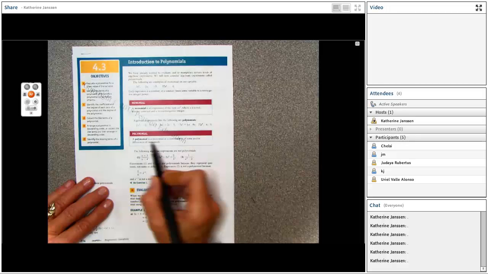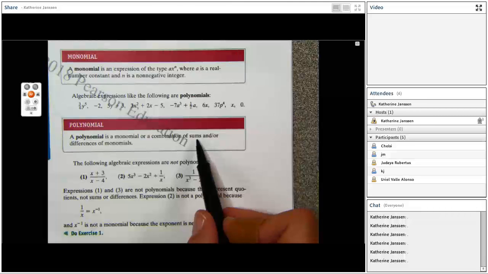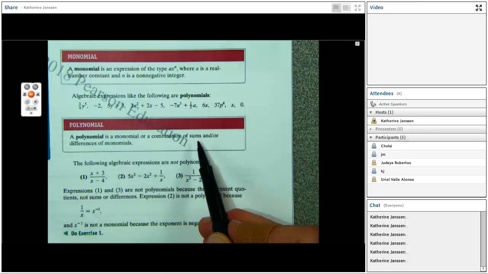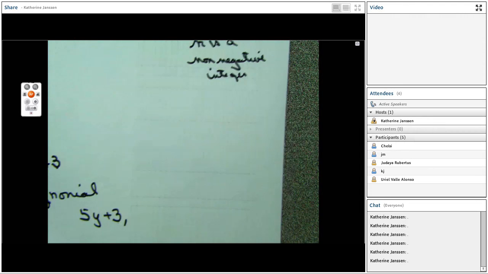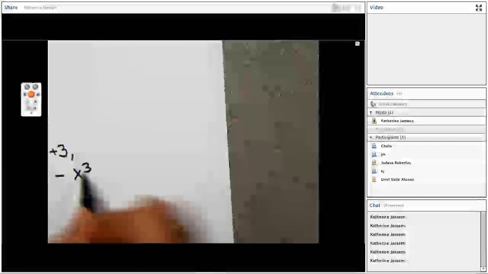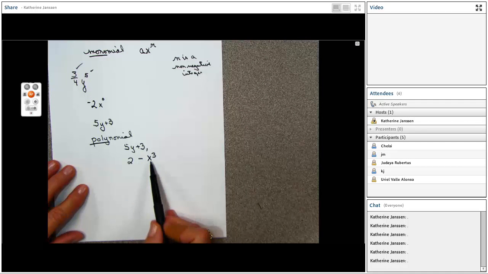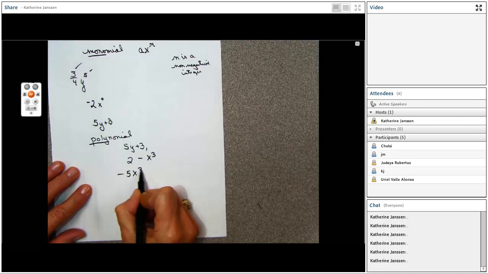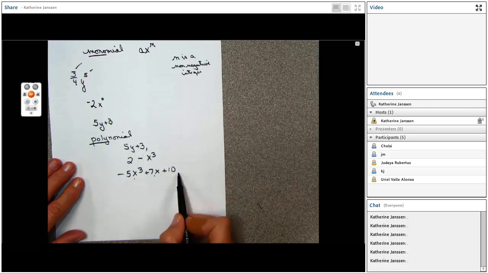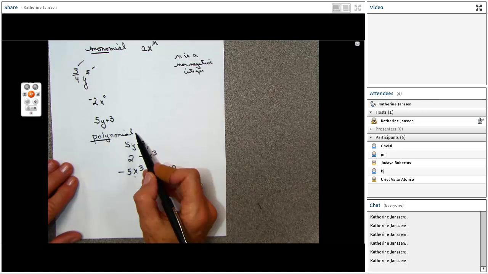Be careful, polynomials use what operations? Sums and or differences, which means adding or subtraction. So we have one example there, 2 minus x cubed. That's a monomial, and I'm subtracting a monomial. -5x cubed plus 7x plus 10. That's a valid monomial. This is a valid monomial. This is a valid monomial. And I'm adding these monomials as a polynomial.